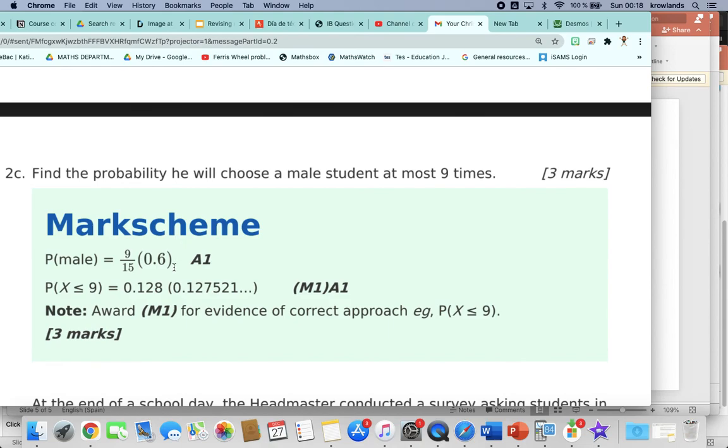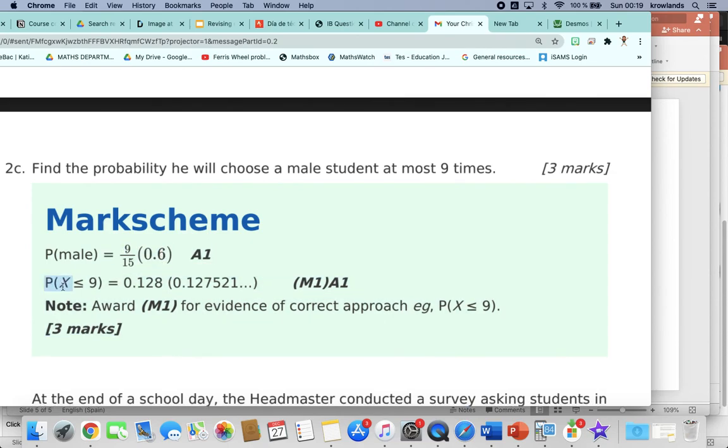Similarly, for this one, you get 1 mark for working out the probability of male. Well, we've already done that. And you get your second mark for identifying the correct inequality. So make sure you're writing the P and you're identifying the X. So that is really quite a straightforward question.